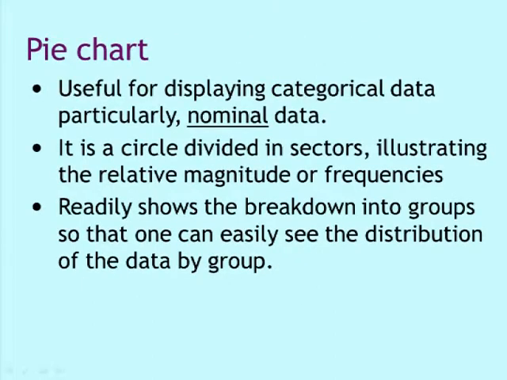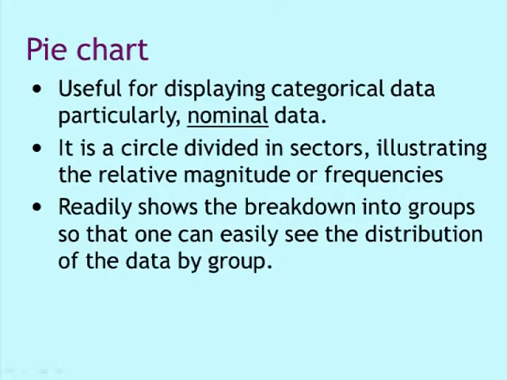So a pie chart is a very simple and a basic form of graphical display which is useful for displaying categorical data, especially nominal data. So if you have a variable like sex in which we have 2 categories, male and female, or you have levels of education, you want to have 4 categories of levels of education, you can use a pie chart. A pie chart is essentially a circle which is divided in sectors, and the area under each sector illustrates the relative magnitude of one category as compared to the other.